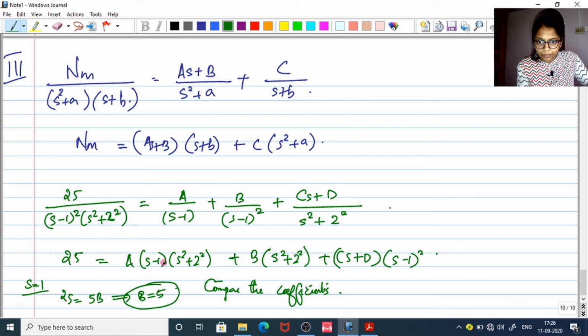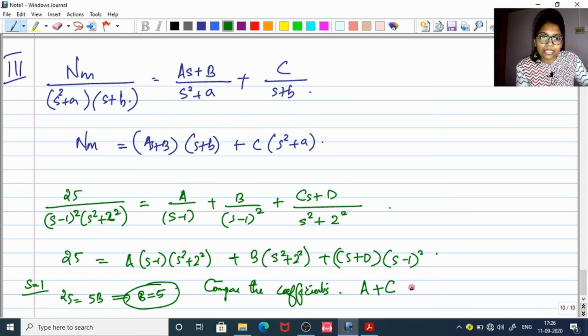That is, in the first term you have the highest power s cube, isn't it? So the coefficient of s cube is a. We are going to compare the s cube coefficients. The coefficient of s cube in the first term is a. In the second term there is no s cube coefficient, so leave it. What is the coefficient of s cube in the third term? Here s square is coming, also cs is there. So cs into s square is cs cube, so the coefficient of s cube is simply c.